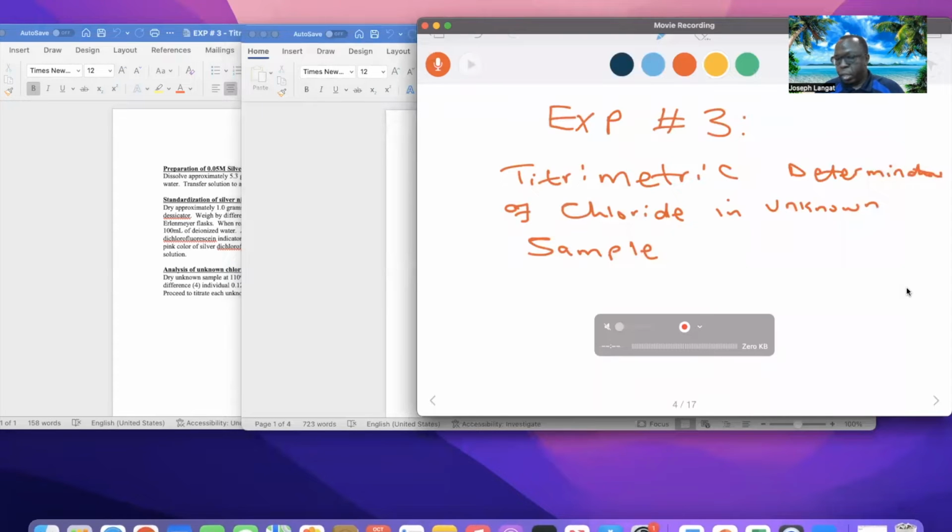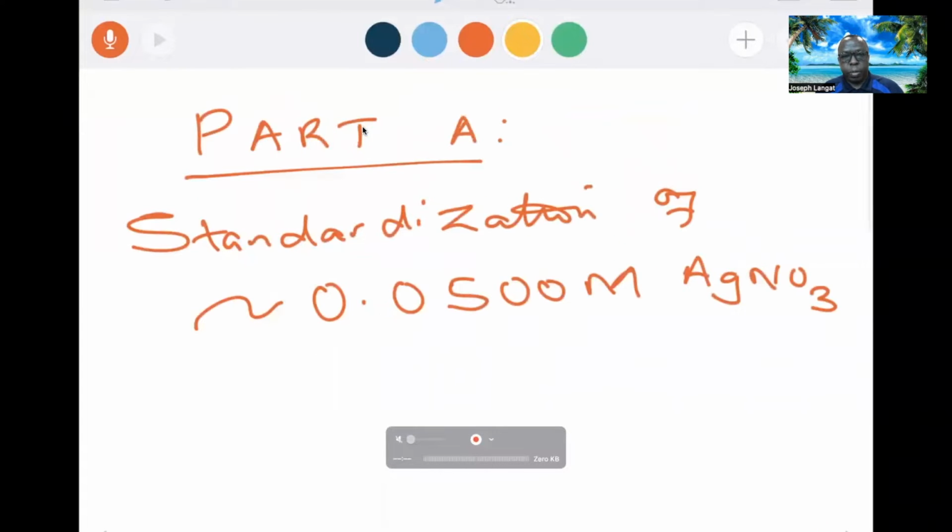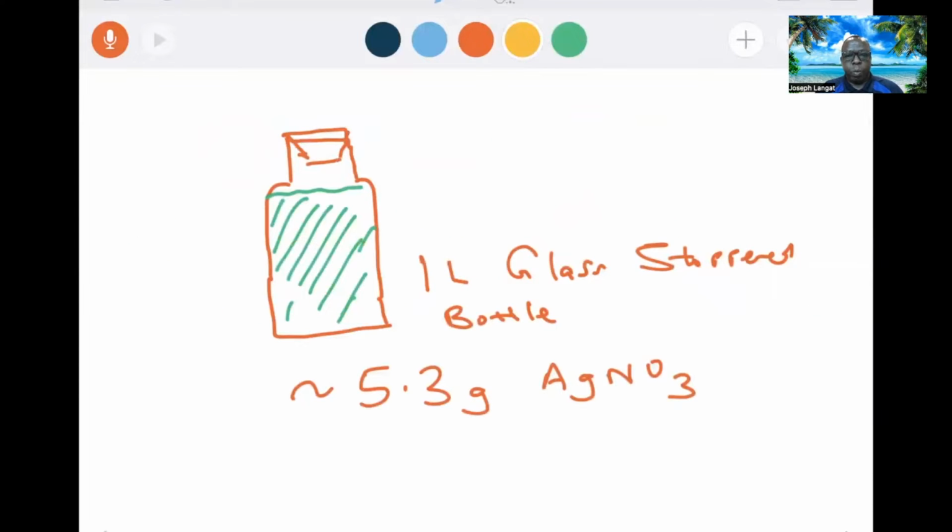So at the outset, this is how you prepared your solution. I'm going to break it into two, part A and part B. Part A, standardization of around 0.05 molar silver nitrate solution, which you prepared in a 1 liter glass-stoppered bottle. The silver nitrate I gave you was around 5.3 grams.